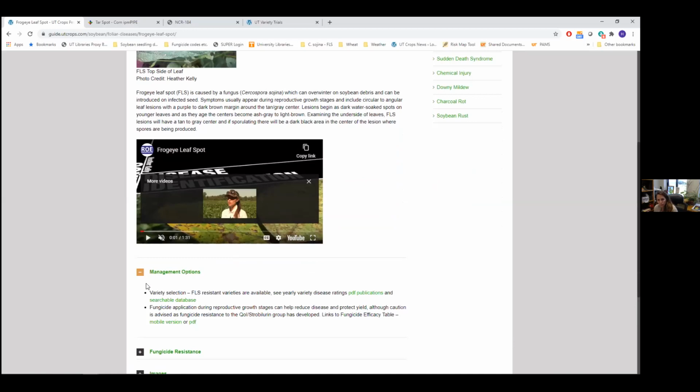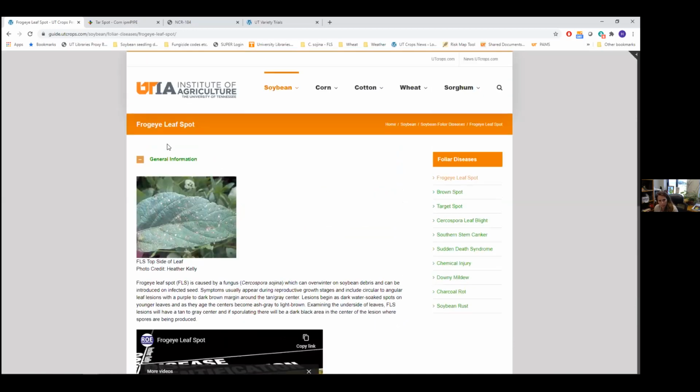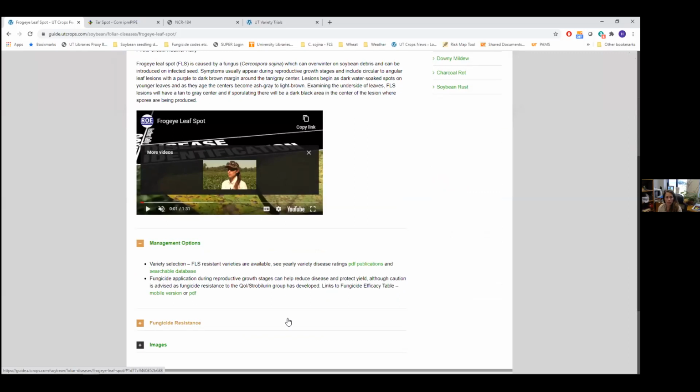And so frog eye leaf spot is definitely still high on the list for yield robbing foliar pathogens. The really good thing is most of our varieties being promoted out there have some type of resistance or tolerance to frog eye leaf spot. And so again, our variety selection and knowing that is very important.